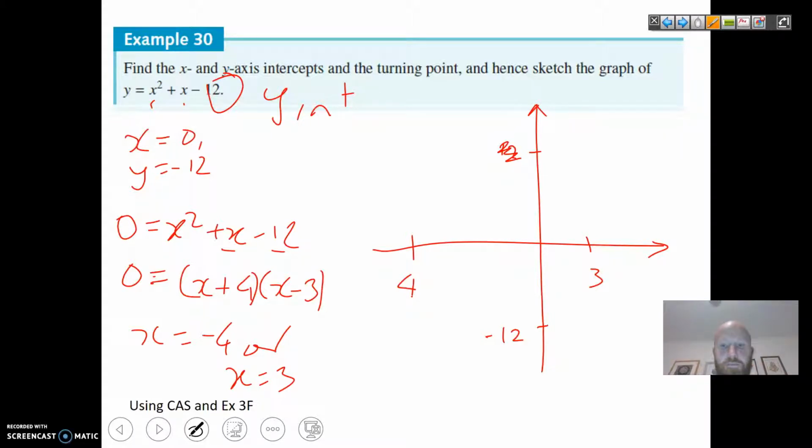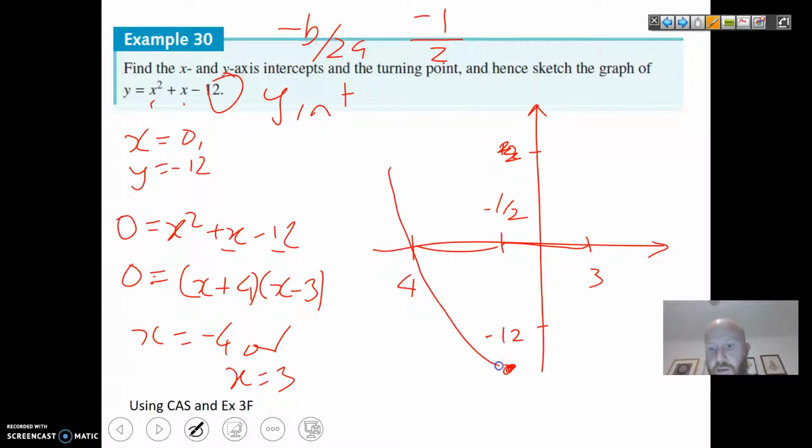it'll make sense. So the turning point is going to be halfway between those, or we could call it negative b over 2a. Negative b over 2a is our axis of symmetry, so that's negative 1 over 2, and that works for me. Let's call that negative a half, because then that distance is 3.5, and that distance is 3.5. And the turning point is going to be down here somewhere, because we've got to go through that intercept, down, turn around, back up, and then up there.